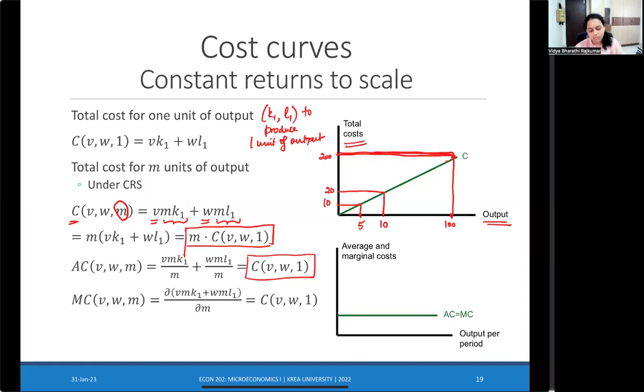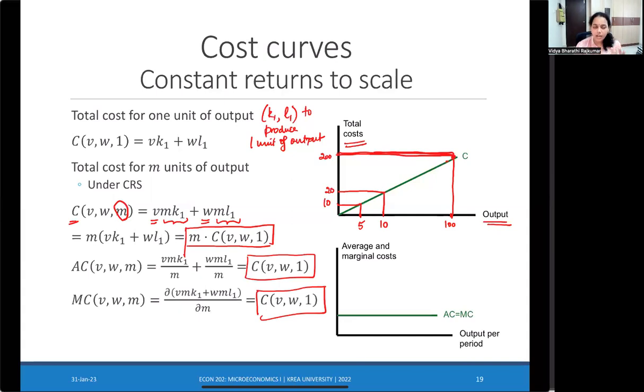And when I do that, I end up getting the cost function as C of V, W, and 1 as well. So whenever your total cost function is a linear line, the average and the marginal cost functions will just be a constant. The per unit cost will equal the incremental cost of producing 1 more unit. So that's how things look in the CRS case.